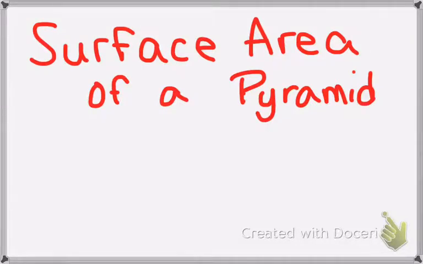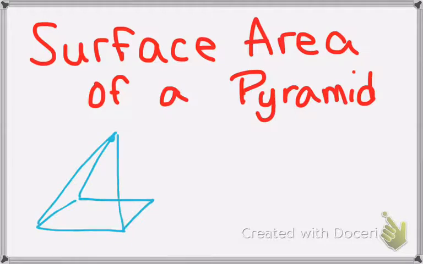In order to find the surface area of a pyramid, first let's just understand what a pyramid is. It's a 3D shape that has one base, and all the little vertices of the base connect to something called a vertex point. That's that tippy top point right there. Okay. So let's say this is my pyramid.